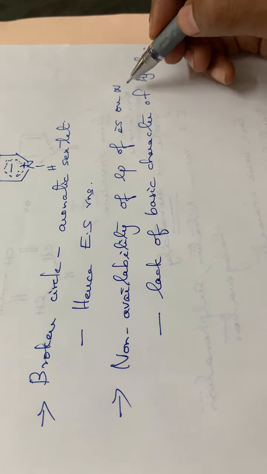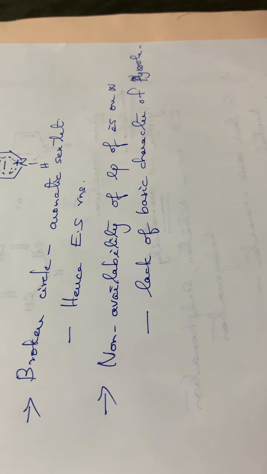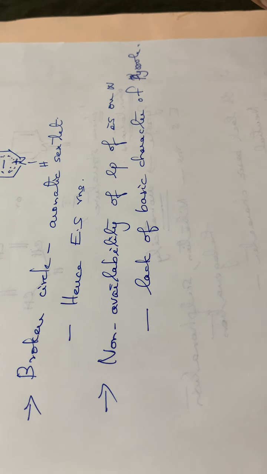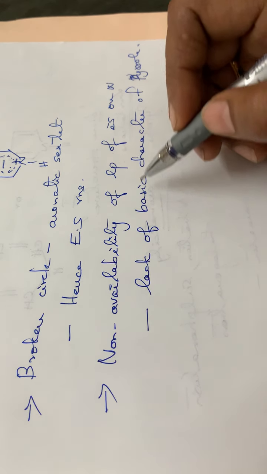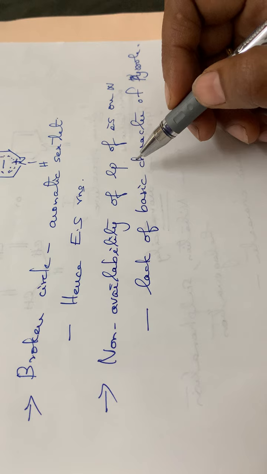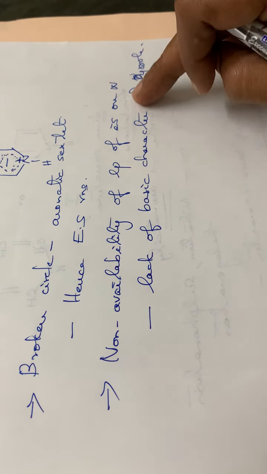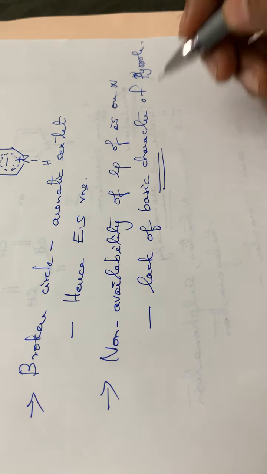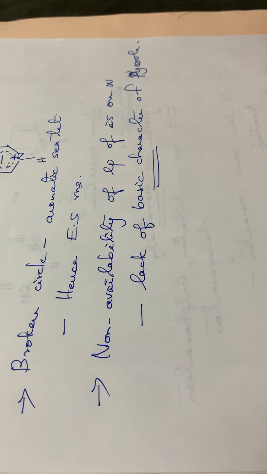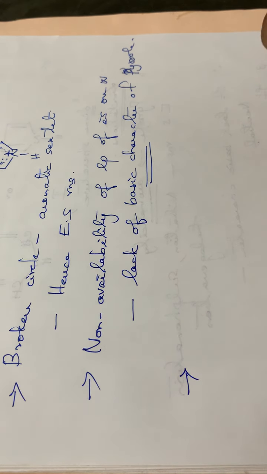Non-availability of the lone pair of electrons on the nitrogen atom explains the lack of basic character of pyrrole. So this satisfactory explanation cannot be given by the diene structure, but this resonance concept can explain the lack of basicity. Okay, that is the next point. And also the next point is that pyrrole cannot give addition reactions, right?